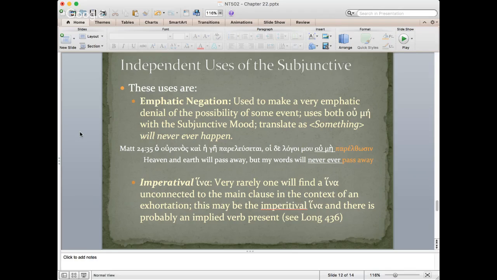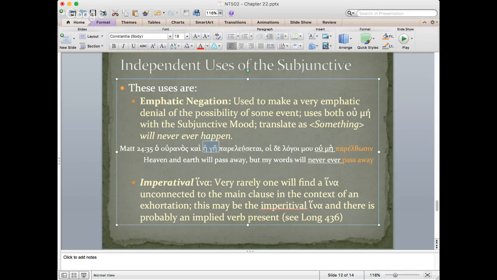So Matthew 24:35. We see the heaven and the earth will pass away. You have a future here. You see that? It will pass away, but the words of me will never, ever pass away. This is Jesus teaching in Matthew 24.